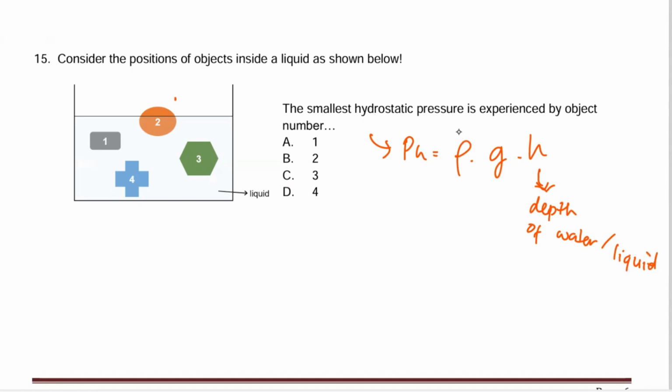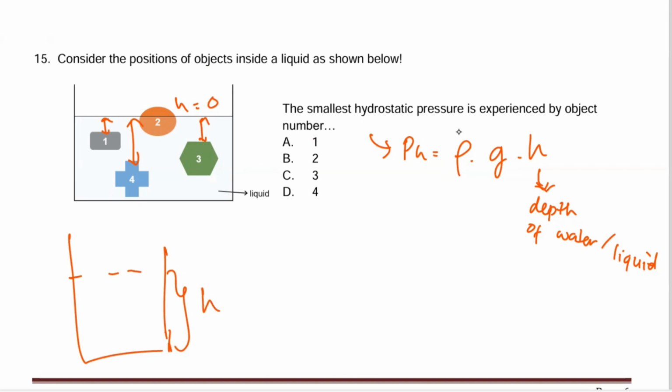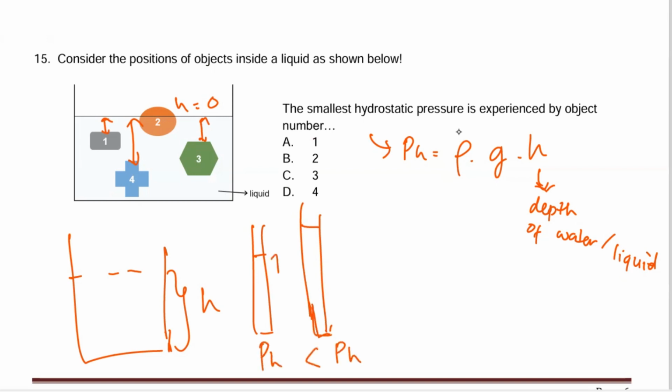So for 2, the h is 0, and then 1 is this long, 3 is this long, and 4 is this long. This is the h. The hydrostatic pressure depends on the height of the water that influences the pressure experienced. The deeper it is, the bigger the pressure. So it has a bigger pressure than the one here, because the h is longer as well. To find the smallest hydrostatic pressure, it is the one that has the smallest h, the shallowest one. So the shallow one is 2.